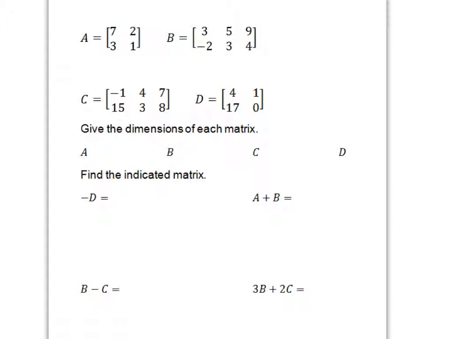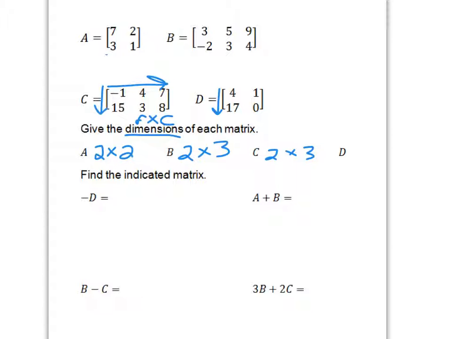So what does this look like in some problems? The first thing we want to talk about is dimensions. Dimensions means your row by your column, not times, it means by. So A is 2 rows by 2 columns. B is 2 rows by 3 columns. C is 2 rows by 3 columns, and D is 2 rows by 2 columns.